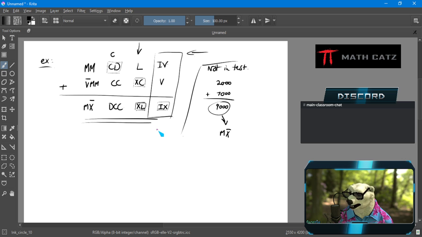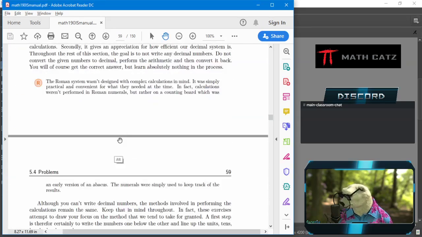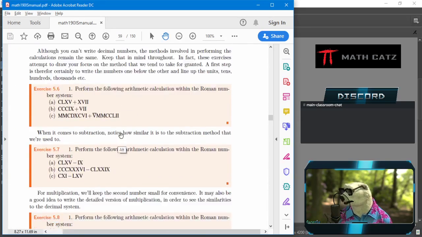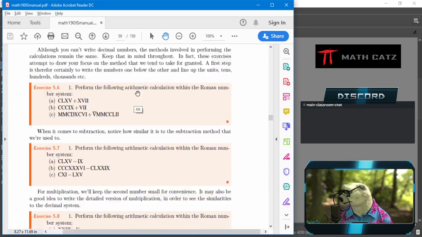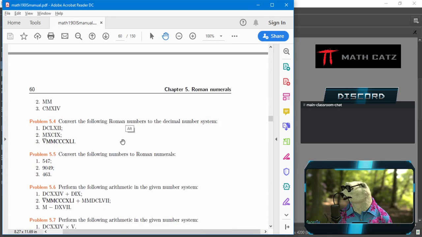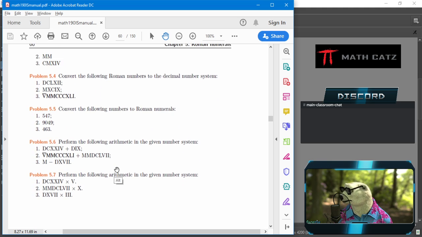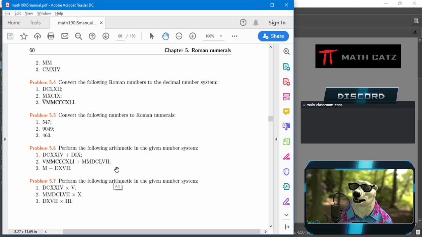Could you go over 5.5, like changing it into a decimal number? Sure. These kinds of questions, there aren't many. These are the only ones we're doing, right? We're converting back and forth. We are doing 3 arithmetic questions. That's it. That's all chapter 5 is. And that's all that chapter 6 is going to be as well. The number system is just going to be different.